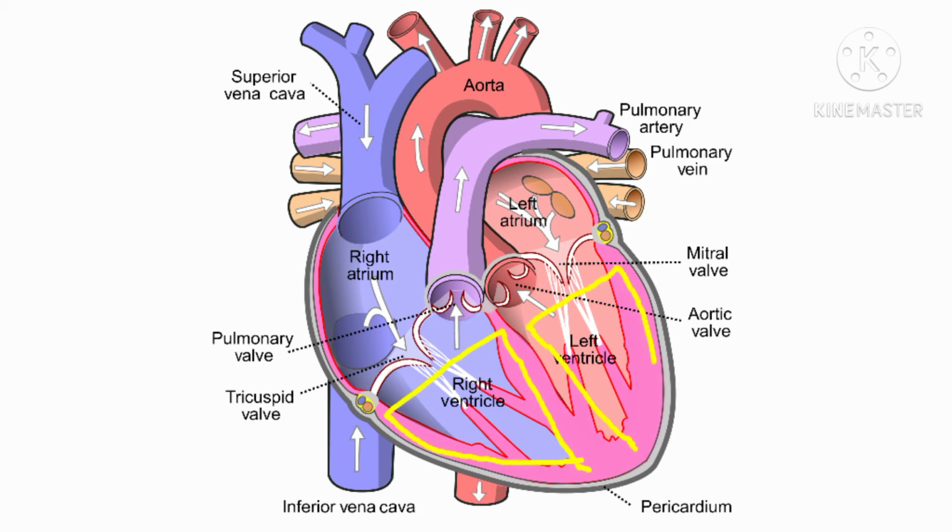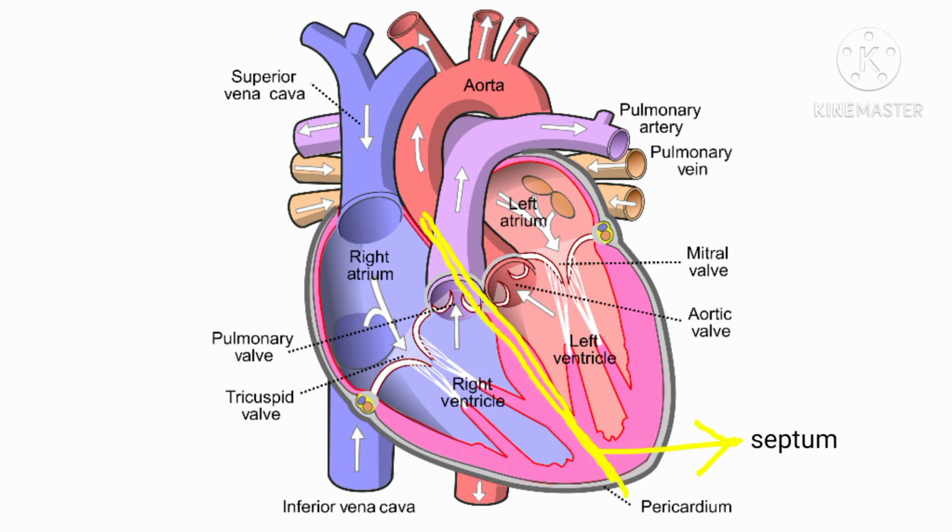See, the lower 2 chambers are called the ventricles. This is the right ventricle and this is the left ventricle. The muscular wall that separates the right and left side of the heart is called the septum.